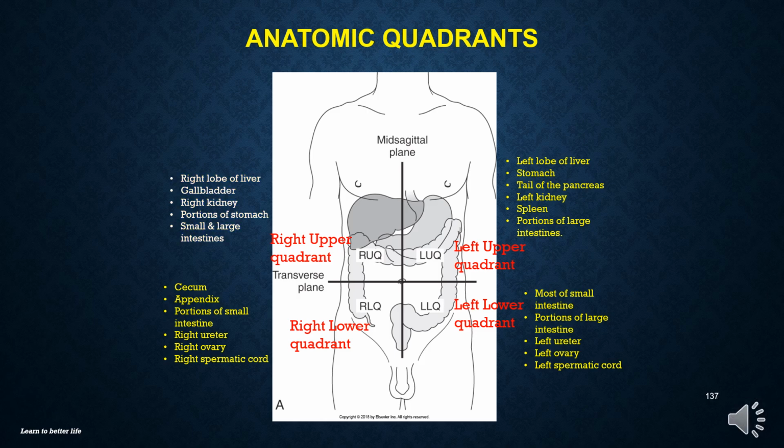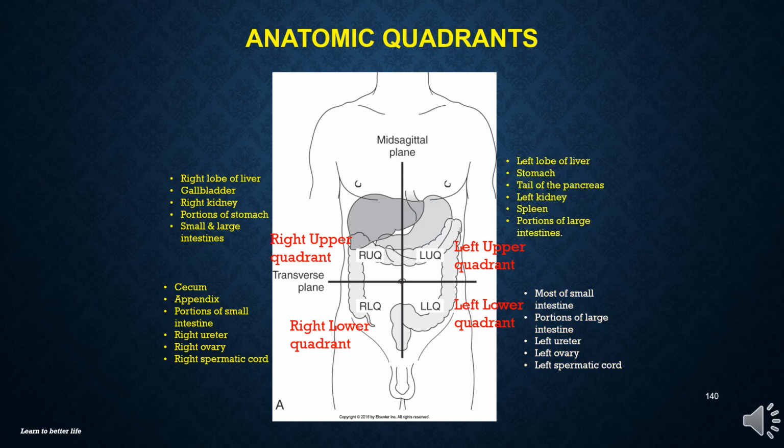The right upper quadrant consists of the right lobe of liver, gallbladder, right kidney, portions of the stomach, and small and large intestines. The right lower quadrant consists of cecum, appendix, portions of small intestine, right ureter, right ovary, and right spermatic cord. The left upper quadrant consists of left lobe of liver, stomach, tail of the pancreas, left kidney, spleen, and portions of large intestines.